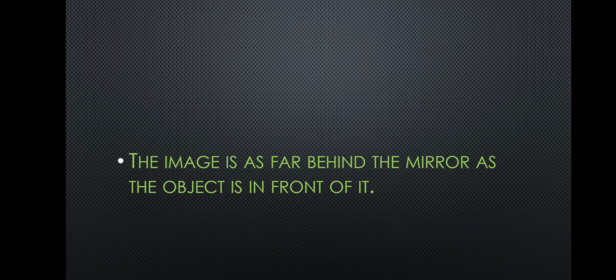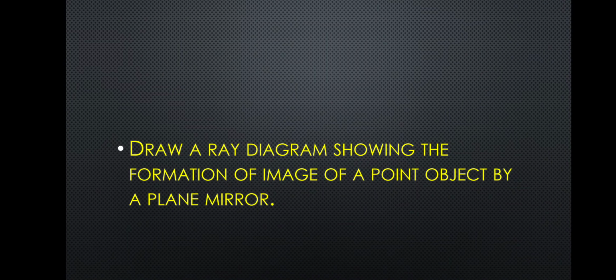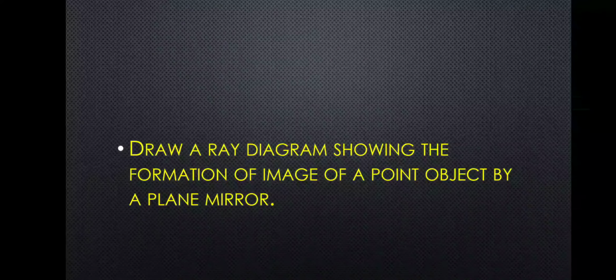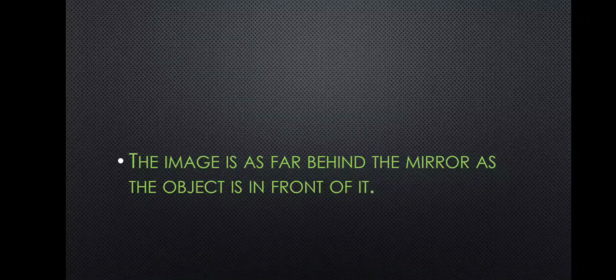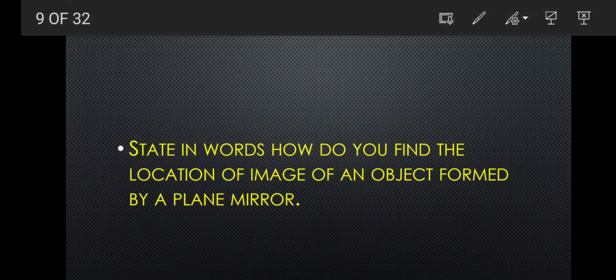Now next is, draw a ray diagram showing the formation of image of a point object by a plane mirror. So a point object is there, clear? Which type of object is here? Point object. Remember the word here: point object.